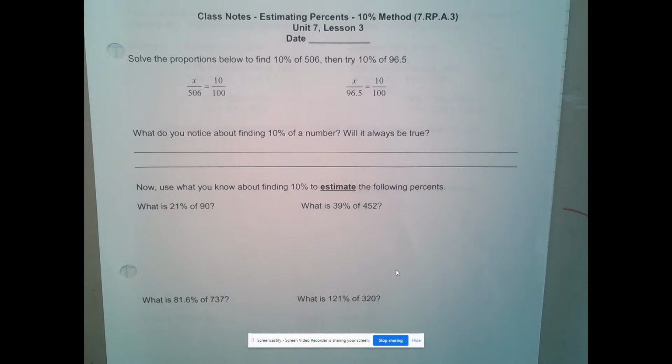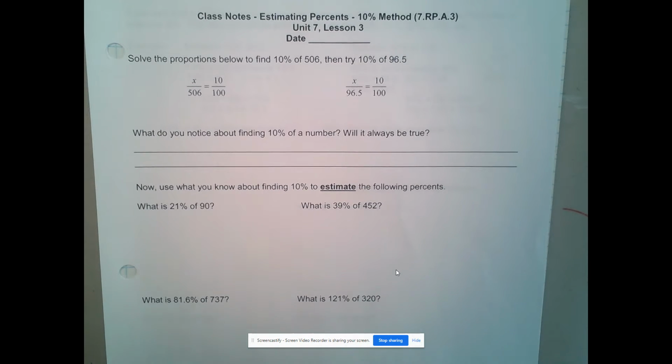All right, so today we're going to do estimating percents using the 10% method. And this is the method that most of your parents use. They may not know that we call it the 10% method, but if you asked your parents to estimate something with percents, this is probably what they would do. And they would usually do a lot of it in their head.